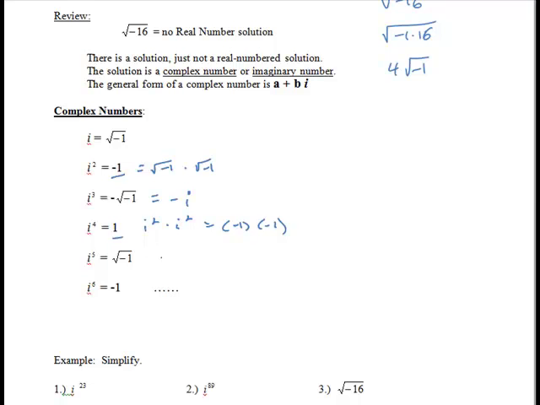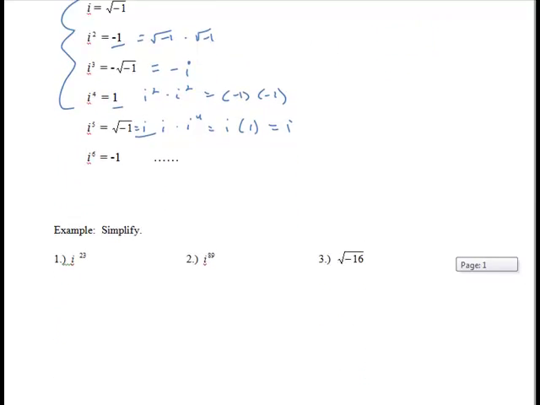i to the fifth is i times i to the fourth. So i times 1 is simply i. And what you're going to notice is this is a four-number pattern. Every power of i will simplify to either i, negative 1, negative i, or positive 1, where only i and i cubed, or negative i, are the complex numbers. In order to illustrate that, let's look at an example here.